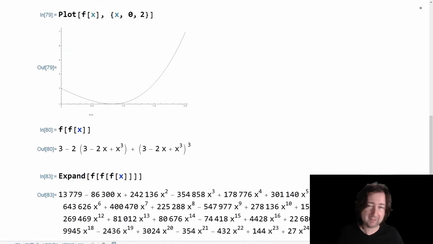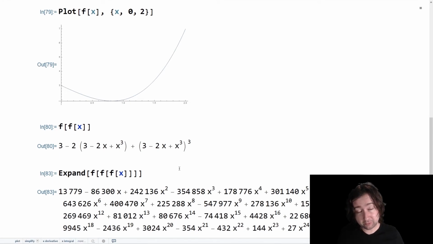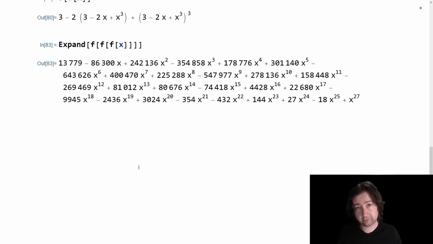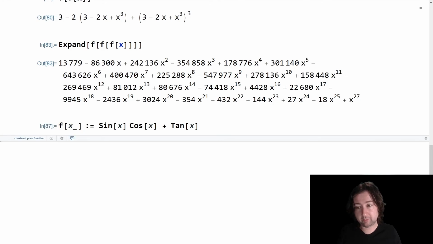Okay. Is that really any better? I don't know. But at least that's a polynomial now. So functions are easy to compose because you can just feed them into other functions. A mathematical function can also be defined in terms of pieces of existing functions. So you could define f of x to be equal to something like the sine of x times the cosine of x plus the tangent of x. And that's a perfectly valid thing to be able to do.